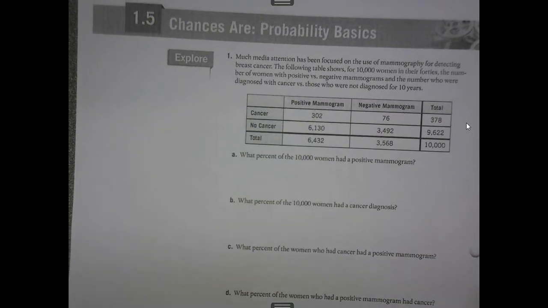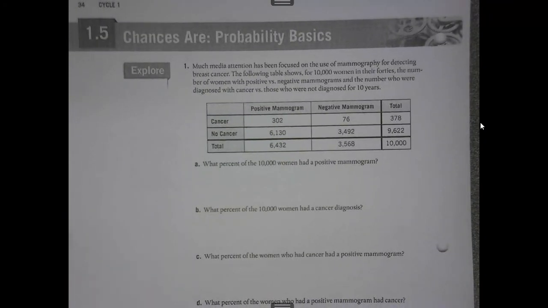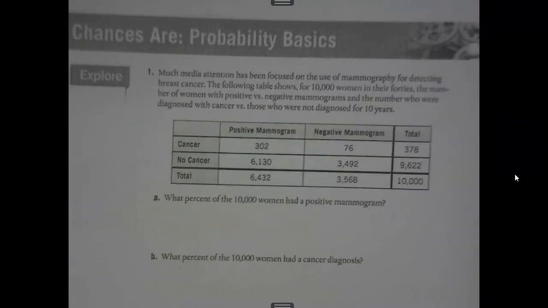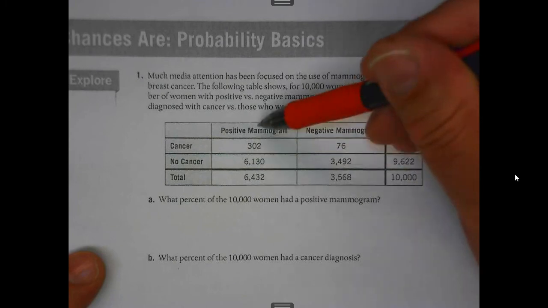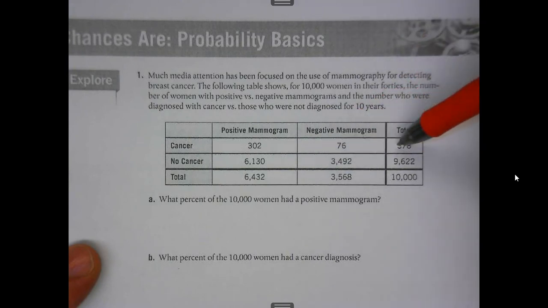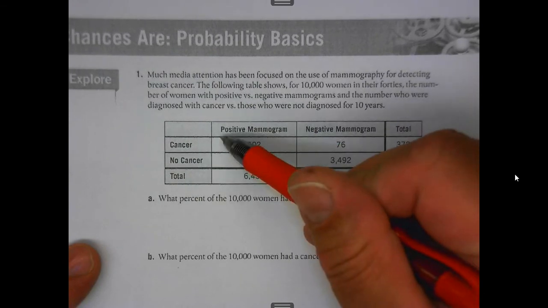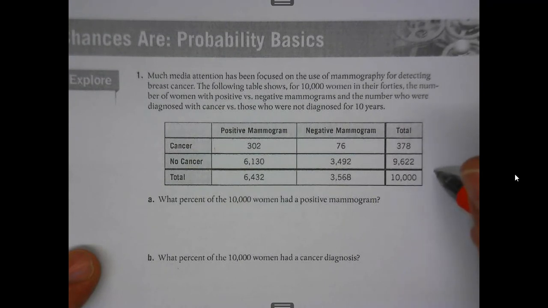All right. Much of the media attention has been focused on the use of... They're going to give us some data. They're giving us a data table to start out with, and this particular data table is about mammograms and detecting breast cancer. The way we read these is, we have totals. These four boxes are the data. Then we have our row totals, and then our column totals. Columns go down, column total here, and then this is the total number of people.